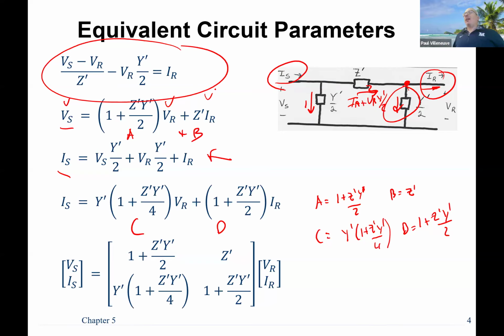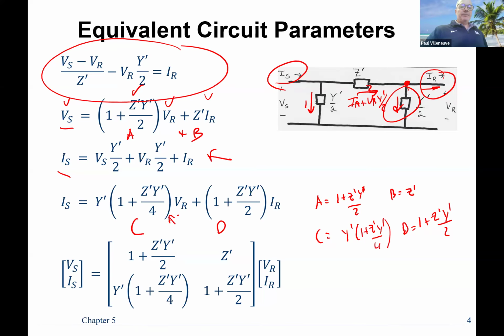What are the units of Z prime? Ohms. What are the units of Y prime over 2? Mhos, right? So ohms times mhos is a unitless quantity. So that one checks out. What about B? Well, I know IR has the unit of amps and Z prime has the unit of ohms. And if you remember Ohm's law, ohms times amps equals volts. So that checks out that unit.